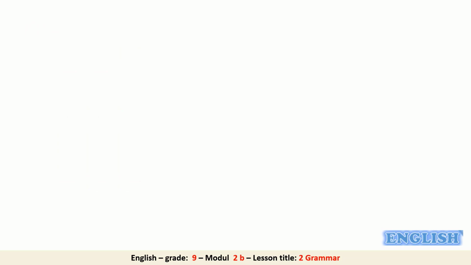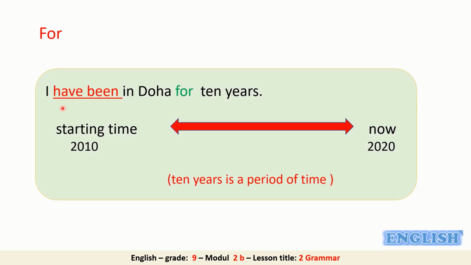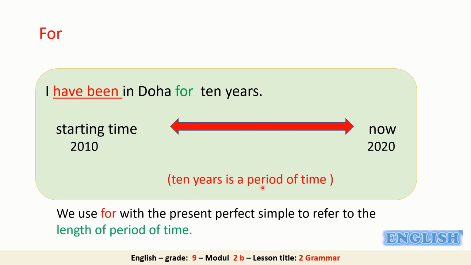What about for? Okay, let's read. I have been in Doha for 10 years. So here we use 10 years. 10 years is a period of time. Now it's 2020. He has been in Doha since 2010, for 10 years. So 10 years is a period of time. We use for with the present perfect simple to refer to the length of period of time. Here we are talking about the number of years. The length, the period of time.